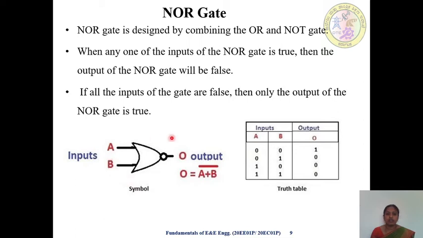We have to write this. This is called the symbol, expression, and the truth table.